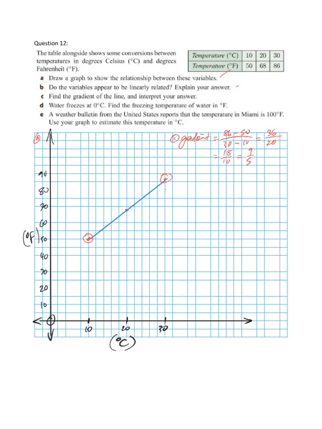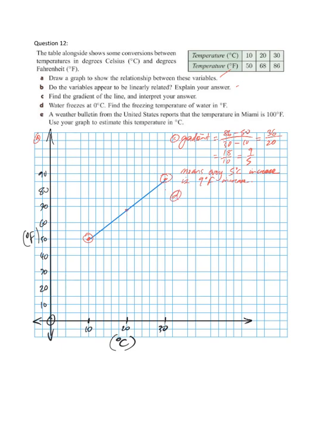Find the gradient of the line, interpret your answer. So what does this mean? It means every 5 degrees Celsius increase is a 9 degrees Fahrenheit increase. So that's what the gradient means in this particular context.